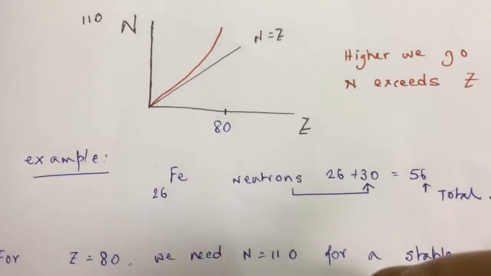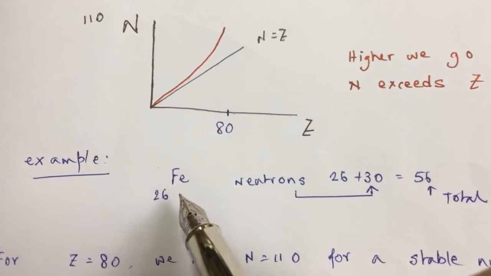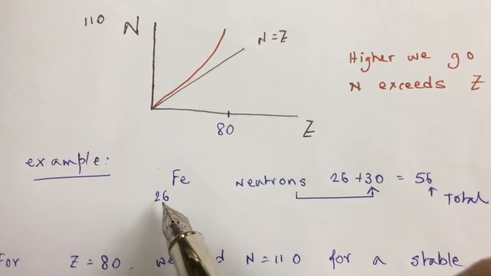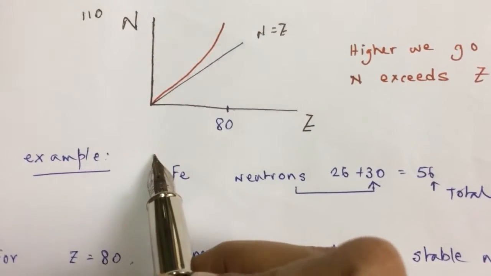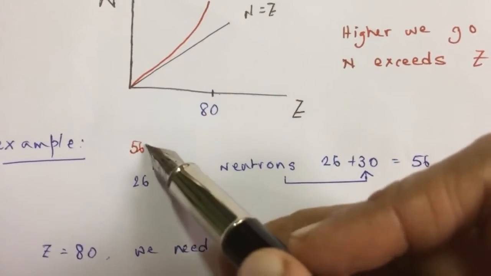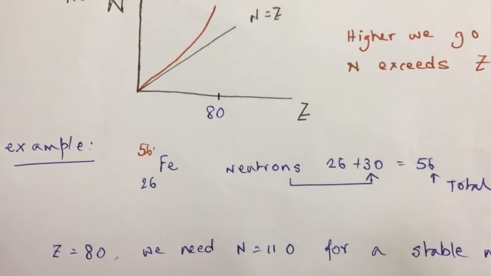For example, if we have the most stable nucleus, which is iron, where Z equals 26. Here the mass number of iron is 56 and Z is 26. So 56 minus 26 equals 30. 30 is the number of neutrons here.